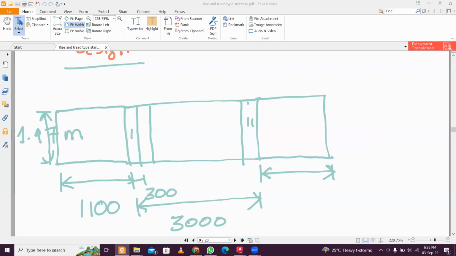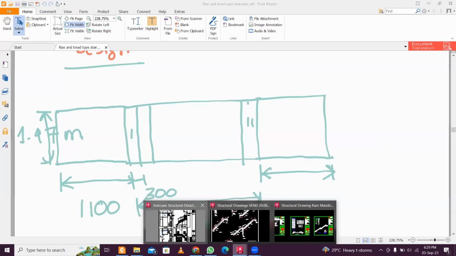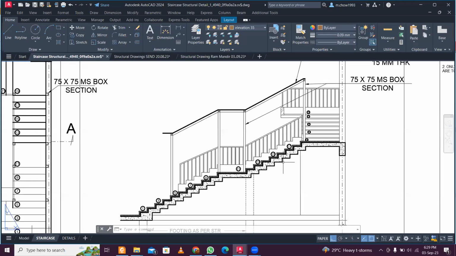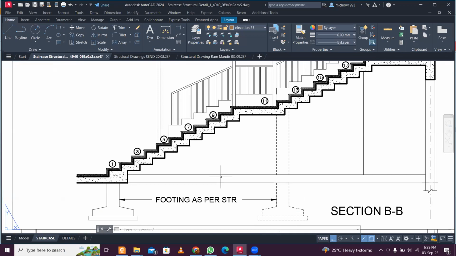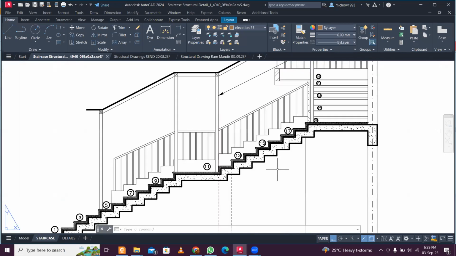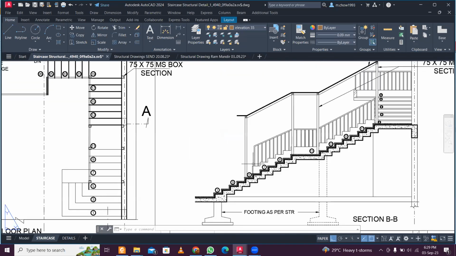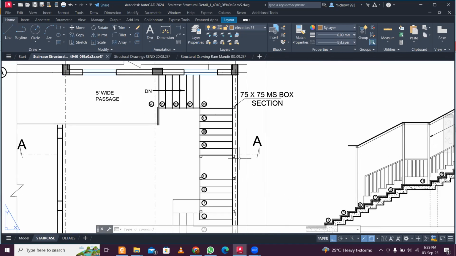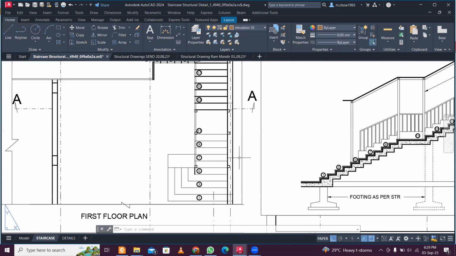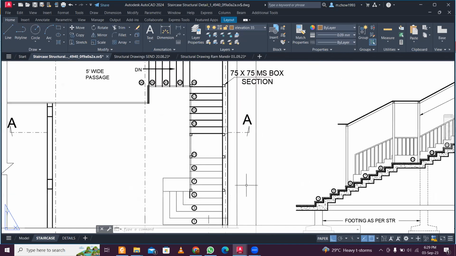Hey guys, this is Mainak, and today we'll see how to design a rise and tread type staircase manually. You have an architectural plan and you want to design the rise and tread type staircase. We have all read how to design the staircase, so briefly, we'll see with the help of a practical live example how to design it.